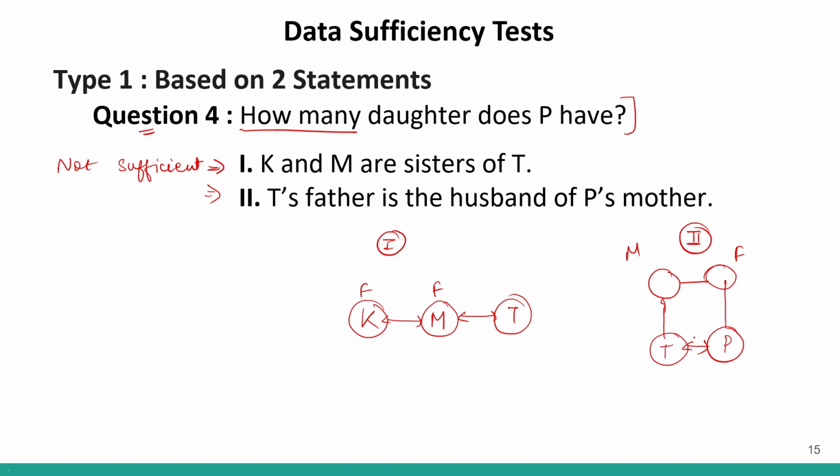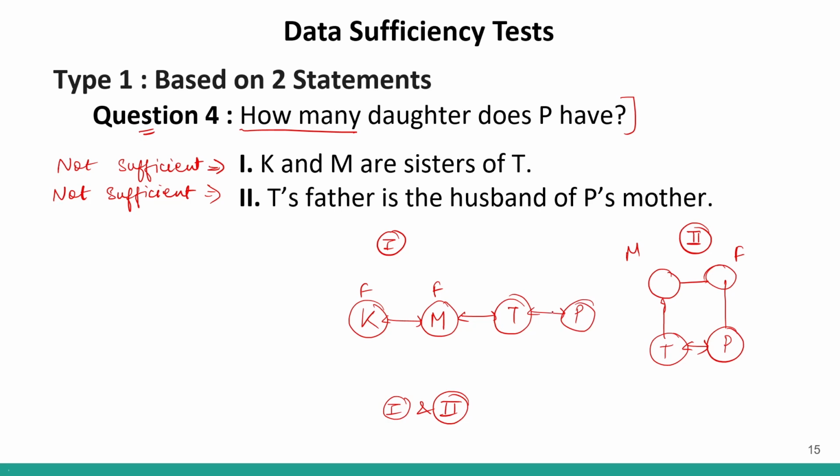Now, based on this information, based on 2, can I find out how many daughters P has? No. So even based on the second statement, I cannot find the number of daughters of P. So this alone is also not sufficient. Correct? Now if I merge 1 and 2, I am combining these statements. What will I get? I will get that T also has a sibling called P.